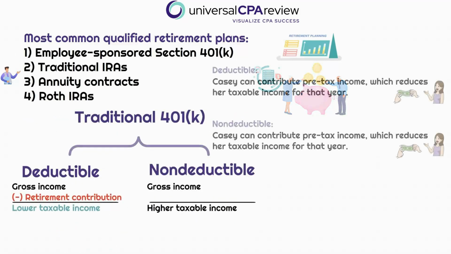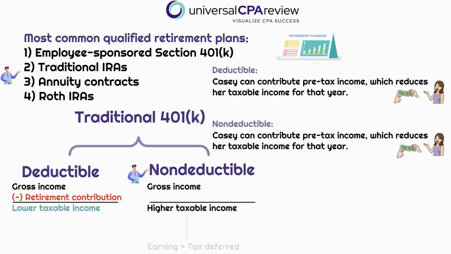So moving on to traditional IRAs, they come in two flavors, deductible and non-deductible. With a deductible IRA, Casey can contribute pre-tax income, which reduces her taxable income for that year. However, all withdrawals from IRAs during retirement are taxed as ordinary income. In contrast, contributions to a non-deductible IRA are made with after-tax dollars, meaning she's still going to pay tax before she makes the contribution, and they do not provide an immediate tax benefit, but the account's earnings still grow tax deferred.